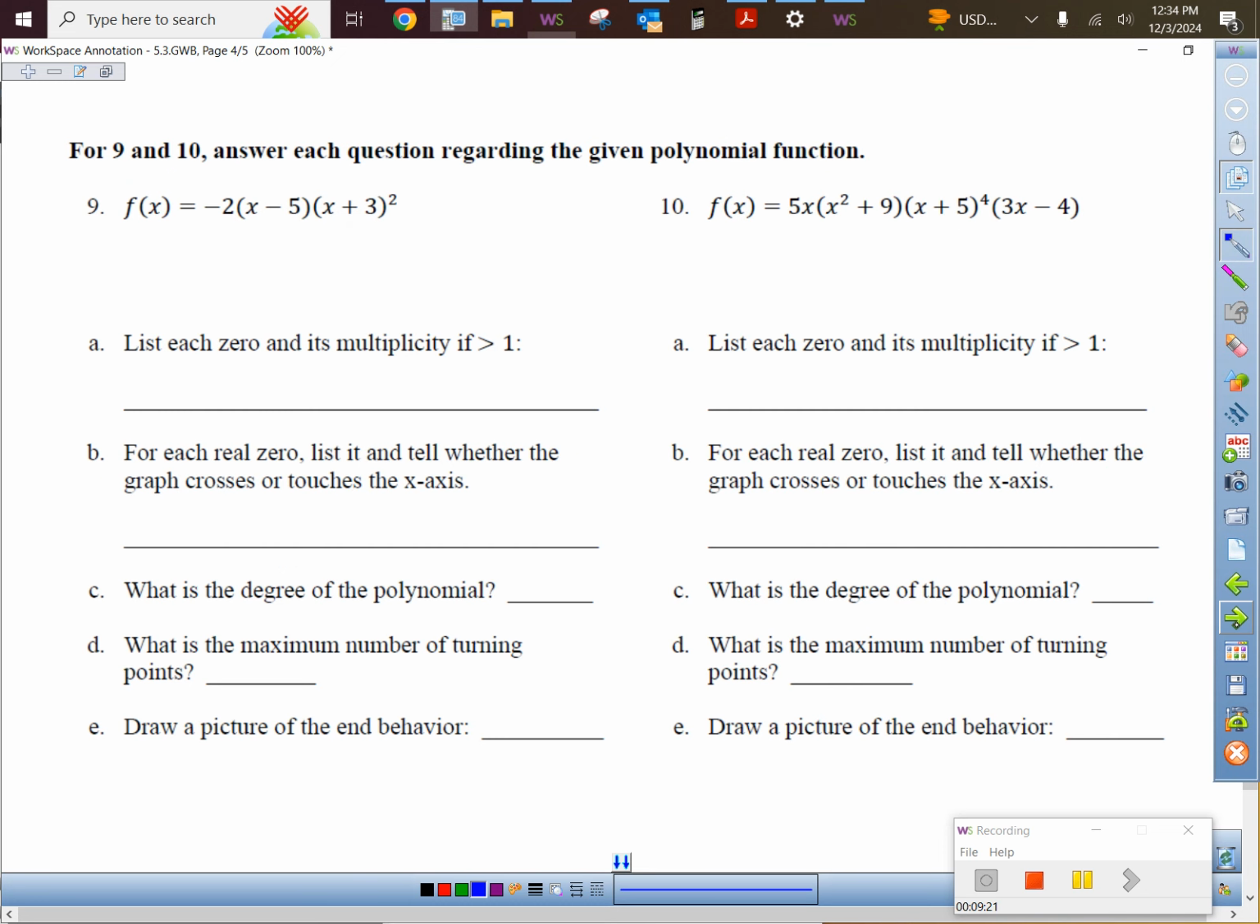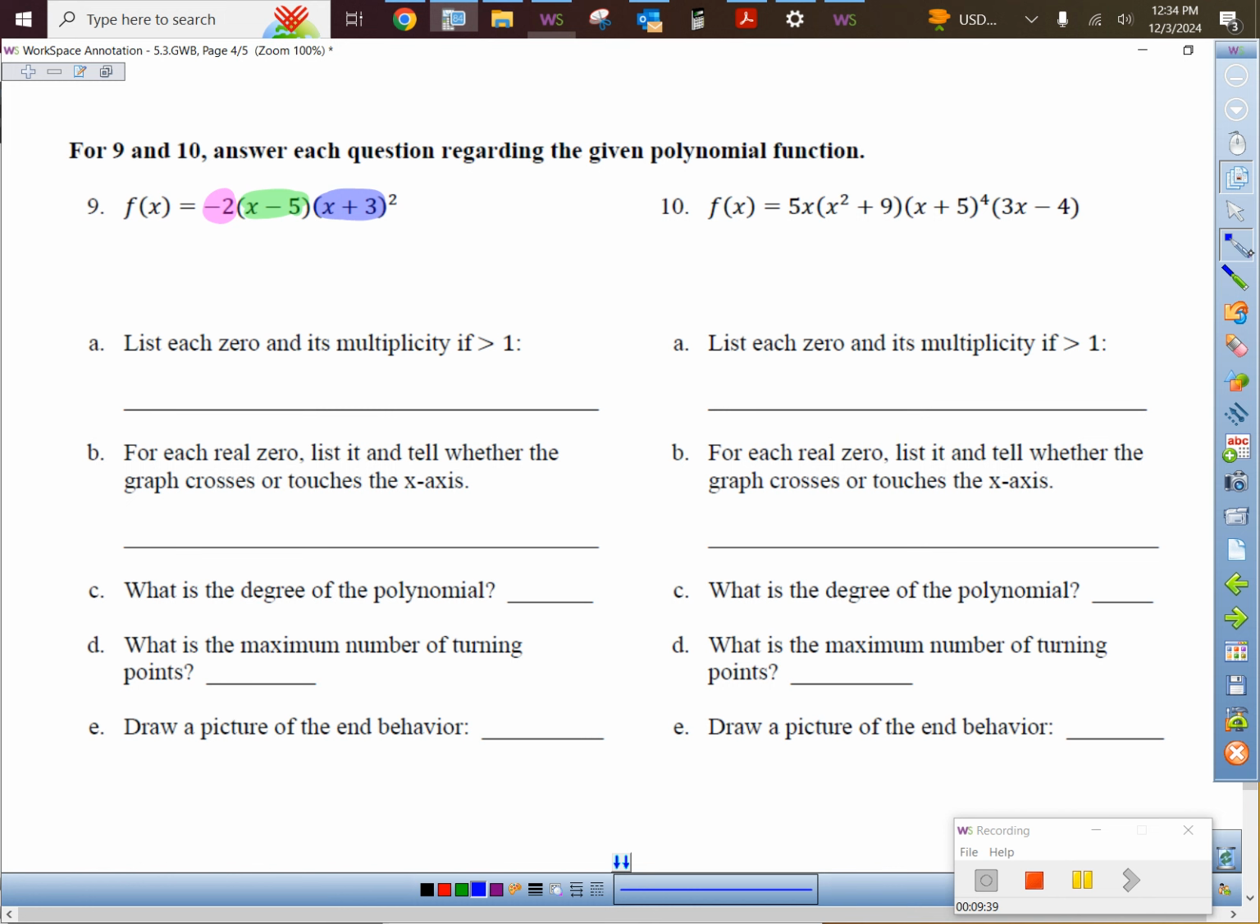To the back side here, it says answer these questions regarding these polynomials. They say list every 0 and its multiplicity if bigger than 1. So what's kind of weird about this one is all these nuggets. There is a pink nugget, a green nugget, and a blue nugget right here. The blue and the green ones are no problem. It's that pink one that gives people a lot of confusion.